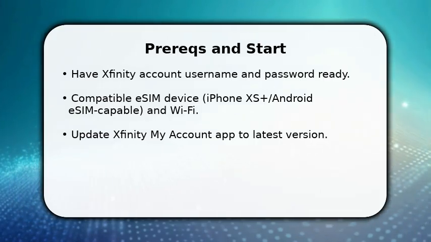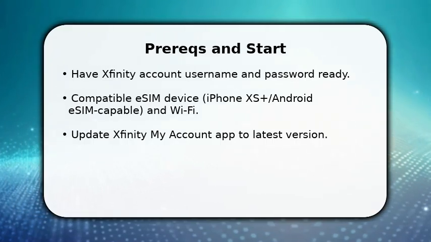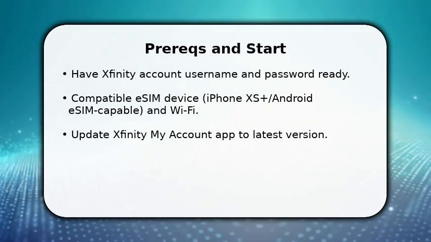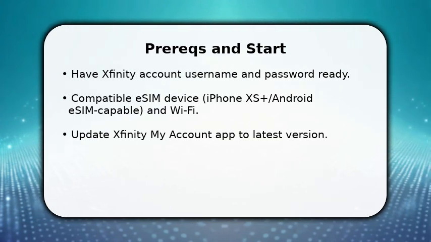Once signed in, navigate to the Mobile or Devices section. Make sure cellular service is listed. Tap Manage or Add Device to start the eSIM provisioning flow. This first step tells Xfinity which line and device will receive.